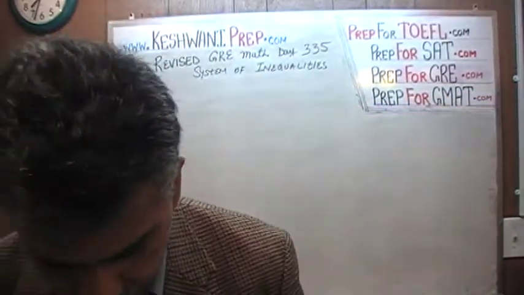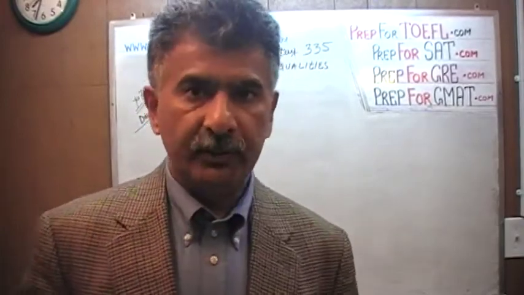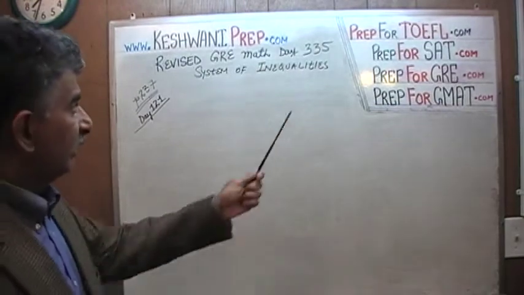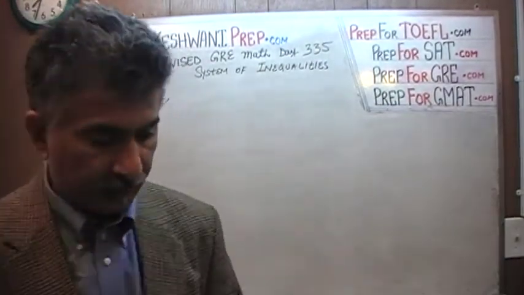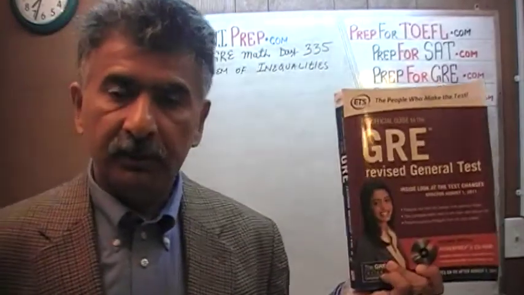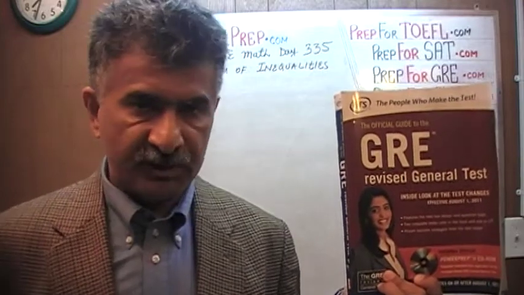The problem that we are about to solve is the one that you will find on page number 237. Please turn to it. Page number 237, and today is our lesson number 335. This problem is the exact same problem that appeared in the first edition of the revised GRE.